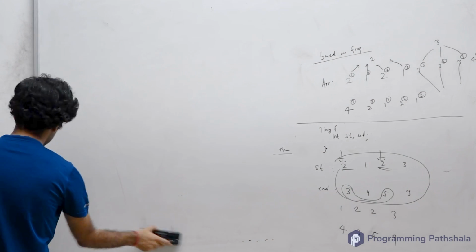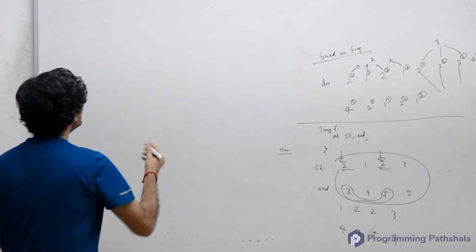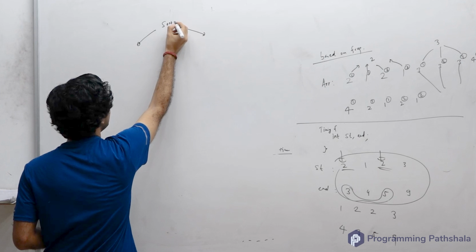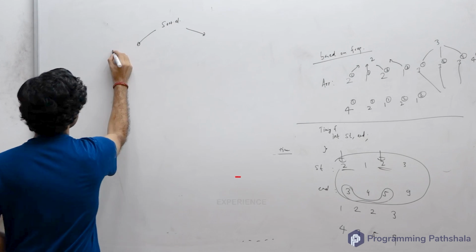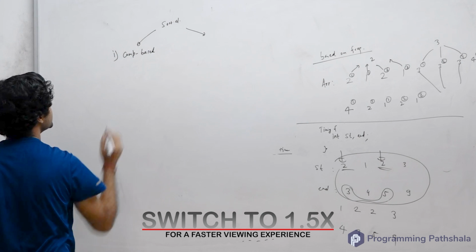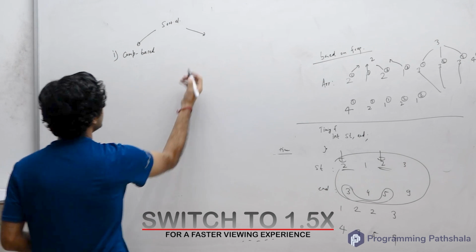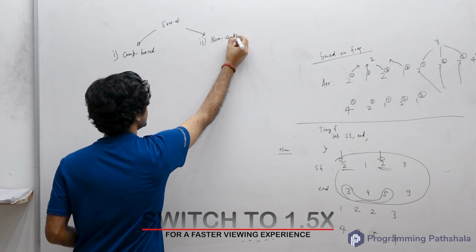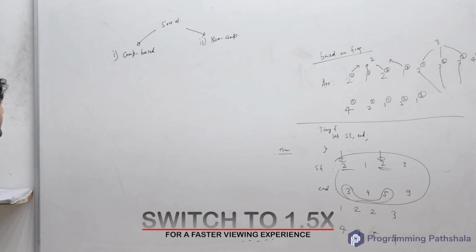Let me tell you one thing. There are two categories of sorting algorithms. The first category is comparison based sorting algorithms, and the second category is non-comparison based sorting algorithms.